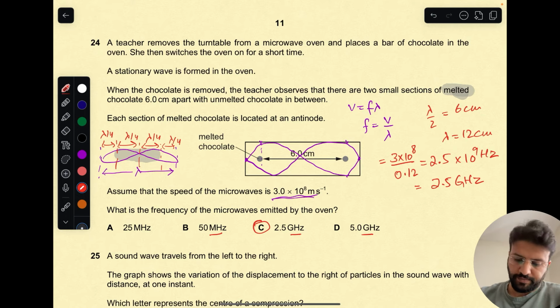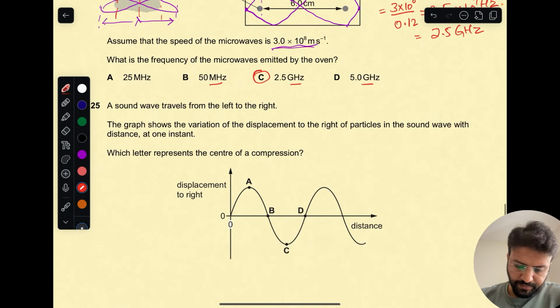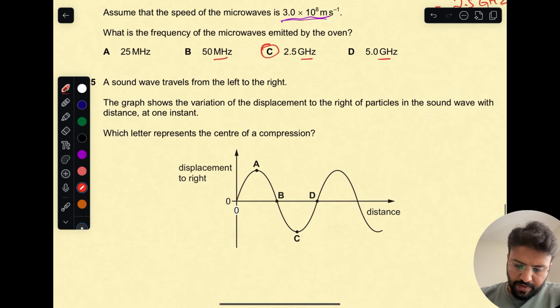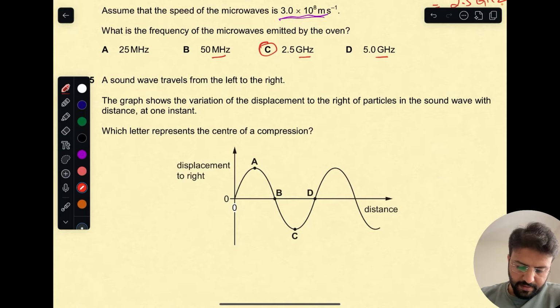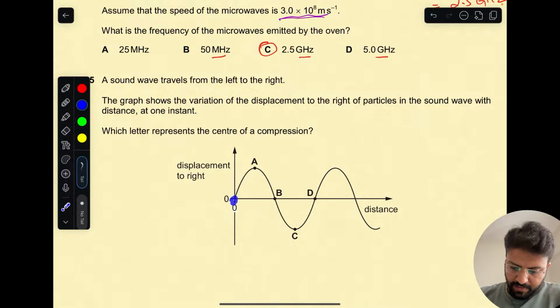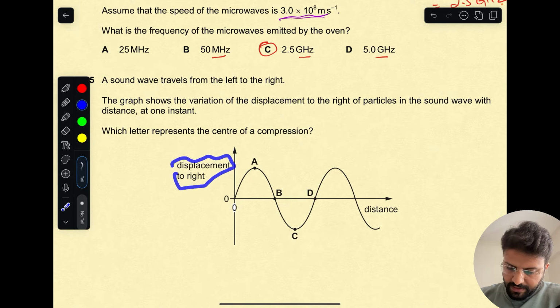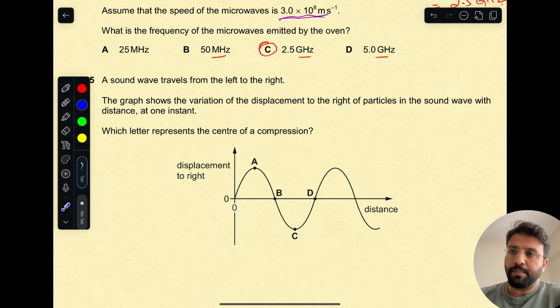In the next question, a sound wave travels from left to right. The graph shows the variation of displacement to the right of the particle in the sound wave, and asks which letter represents the center of the compression. The wave started from this point and is moving right. This axis shows the displacement and this axis shows the distance covered. You have to tell which letter represents the center of compression.